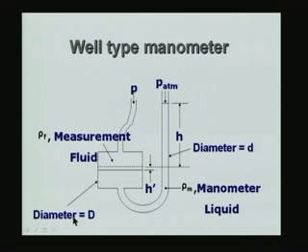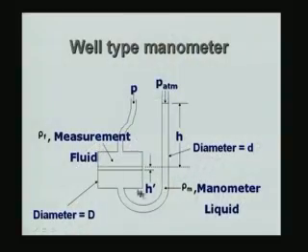A well type manometer is going to have a large reservoir as shown here. On the left side I have a large reservoir, on the right side I have a smaller diameter vertical limb. So, we have a large reservoir here and a small diameter tube as the manometer, and let us see what is going to happen. I am going to connect the reservoir to the pressure to be measured, not the other way. The pressure to be measured is always connected to the reservoir side or the well.